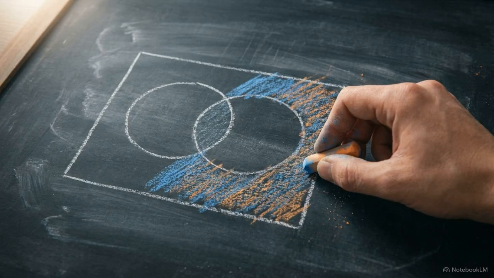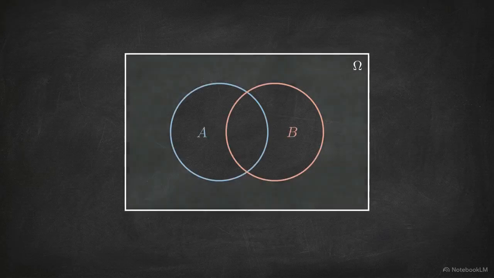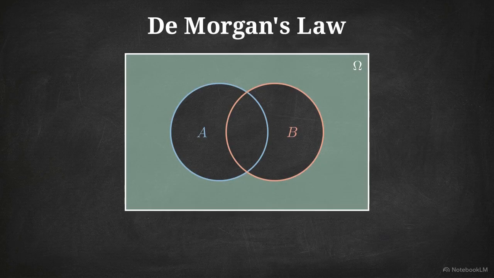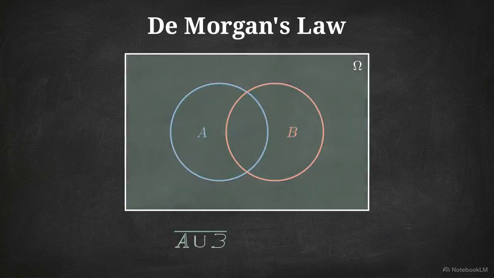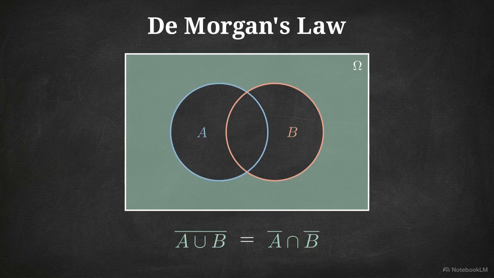Try to visualize this. Draw two overlapping circles and shade the complement of the union of A and B, the area outside both circles. This shaded area is the geometric representation of De Morgan's law. It shows that the complement of a union is mathematically identical to the intersection of the individual complements.